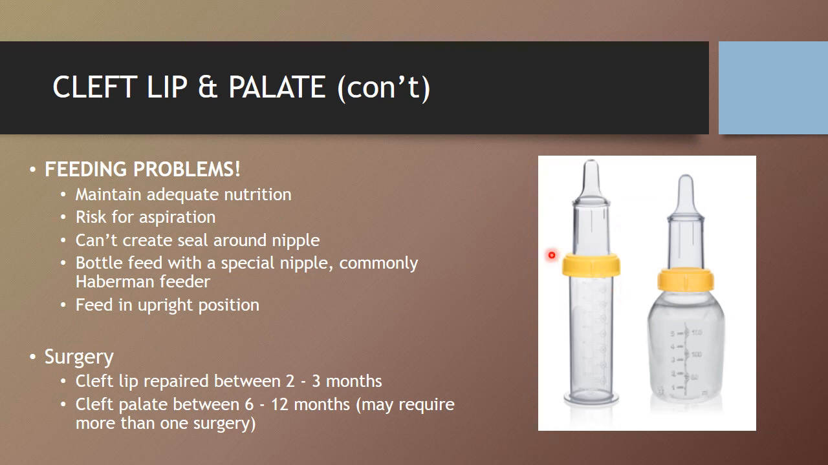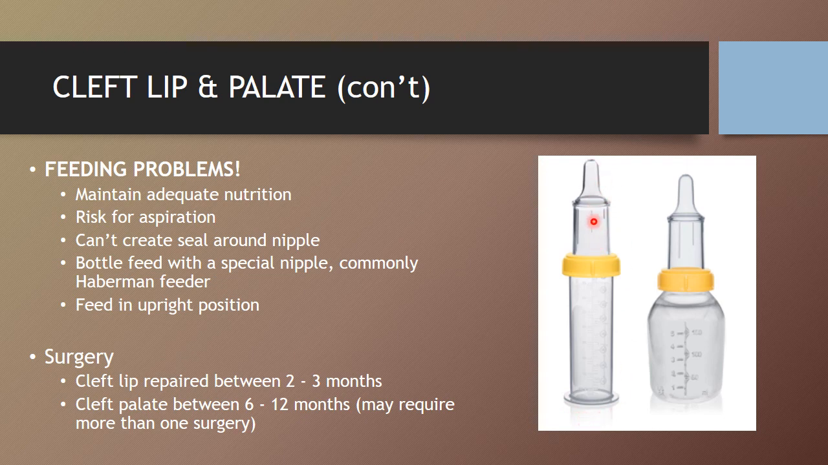The biggest thing with cleft lip and palate is the feeding problems. All right, so that's number one for them. You want to make sure that they maintain adequate nutrition and know that they are at risk for aspiration. Those are going to be your two nursing diagnoses for them. They can't create a seal around the nipple, so they're actually bottle fed with a special nipple. This is what it looks like over here. It's commonly called the Haberman feeder nipple.